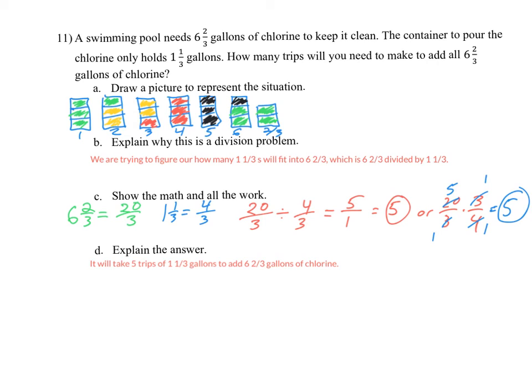5/1 is 5. And then I did the other way, which is 20/3. Instead of dividing by 4/3, I multiplied by the reciprocal, 3/4, reduced, and I also got 5 in the answer. So it's going to take 5 trips of 1 1/3 gallons to add 6 2/3 gallons of chlorine.